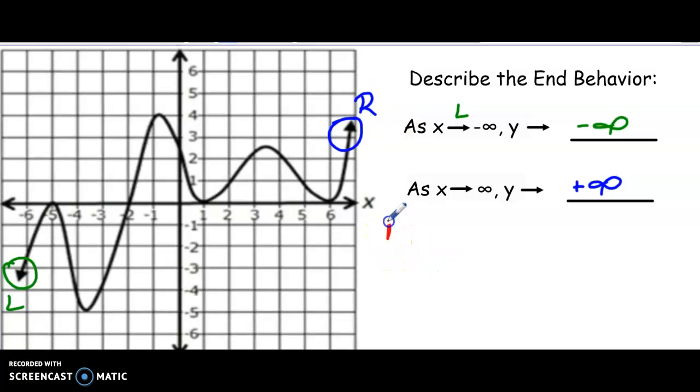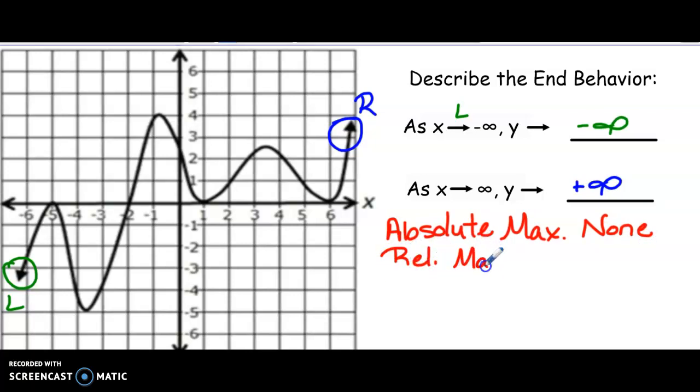I can't have an absolute maximum because my graph continues to move up. So that would be none. If I'm looking for a relative maximum, I have a maximum here at -5, 0. I have another maximum here at, and I'll call that -1, 4. And I have another maximum here at 3.5, 2.5.